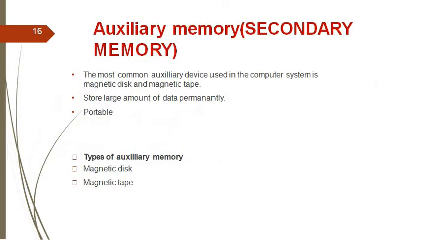Now we will see about the auxiliary memory. I have already said auxiliary memory means it is the secondary memory. The most common auxiliary memory devices used in the computer system are magnetic disk and magnetic tape. Store large amount of data permanently, portable. So which is primary memory? RAM and ROM. RAM and ROM is the primary memory, that is in the main memory. Now we will see the magnetic disk and magnetic tape.